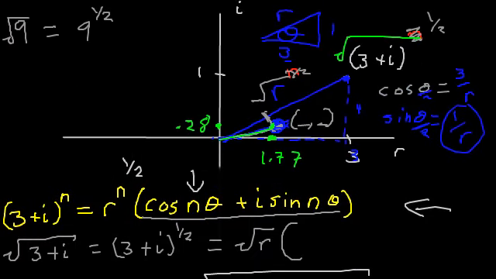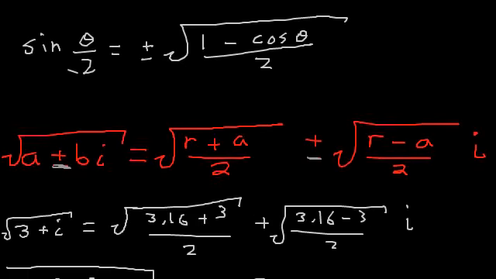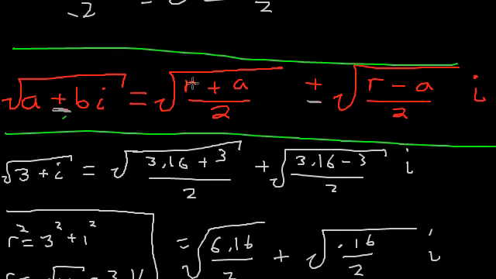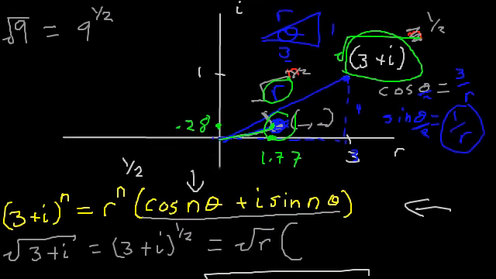Do a quick recap. When you manipulate this guy, you have to manipulate the r and the angle. This one is to the exponent, and this one is a straight multiple. Then we use this formula that we have in red here. This is the one you have to learn. a plus or minus bi equals the square root of r plus a over 2, plus or minus the square root of r minus a over 2, and that's the imaginary part. If this is plus, use plus. If this is minus, use minus. And that's basically it. Hope that's helpful.